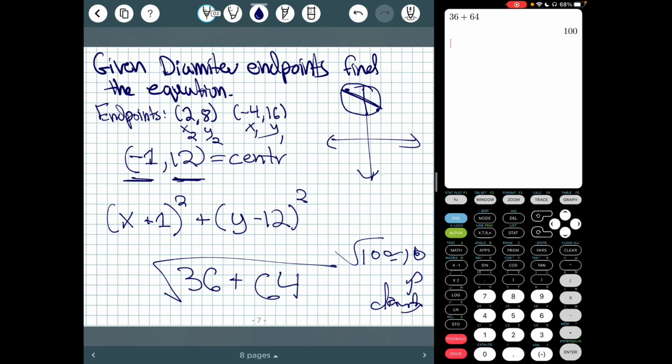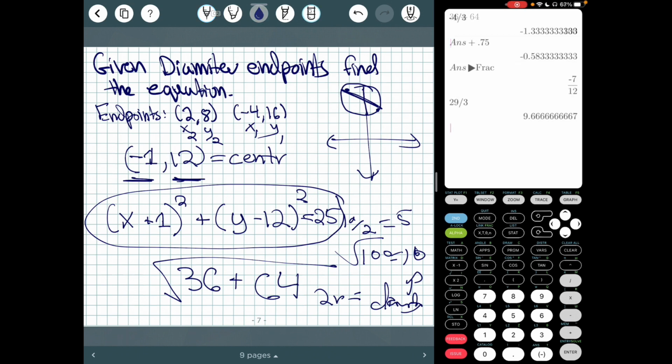Okay, diameter is 2 times radius, so we can divide that 10 by 2. So 10 divided by 2 equals 5. But remember, in the equation, it's radius squared, so we have to square that 5. So 25, and that is our equation, which we just found from just 2 endpoints that were given.